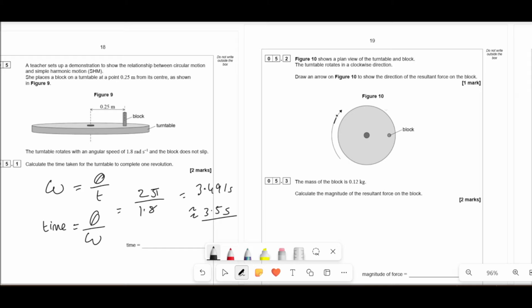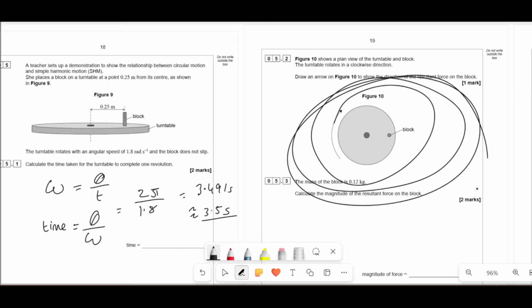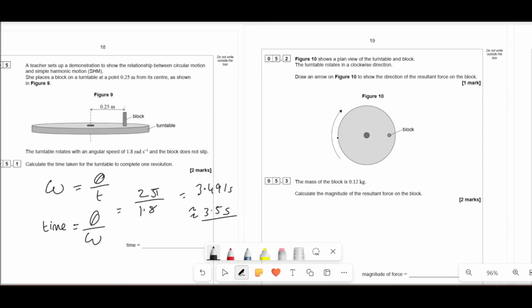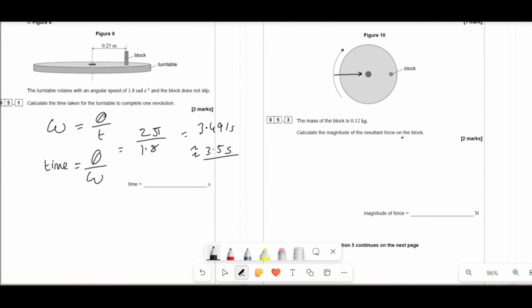And in this case, because it's got circular motion like that, it's got a centripetal force. So it is just an arrow towards the center like so. Well, as best as you can and as perpendicular as you can. Now it says the mass of the block is 0.12 kilograms. Calculate the magnitude of the resultant force.